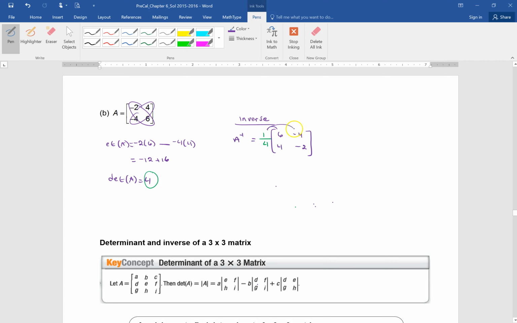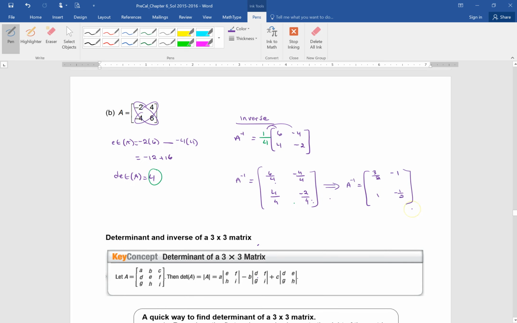You distribute. So A inverse is 6 over 4, negative 4 over 4, 4 over 4, negative 2 over 4. Do you simplify? Of course you do. 3 over 2, negative 1, 1, negative a half. That is A inverse.